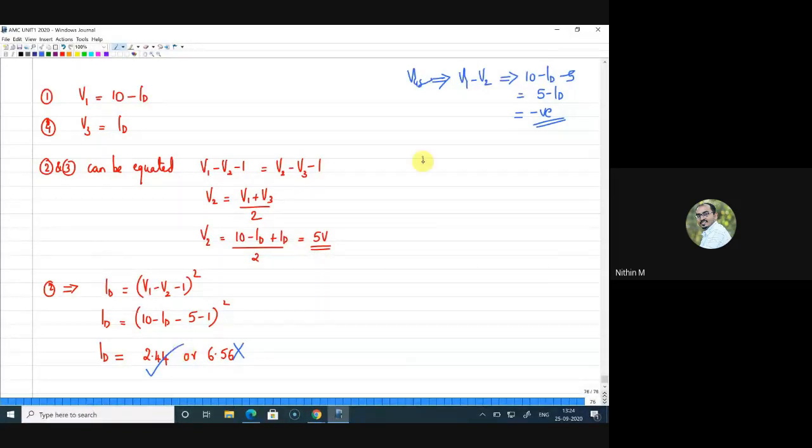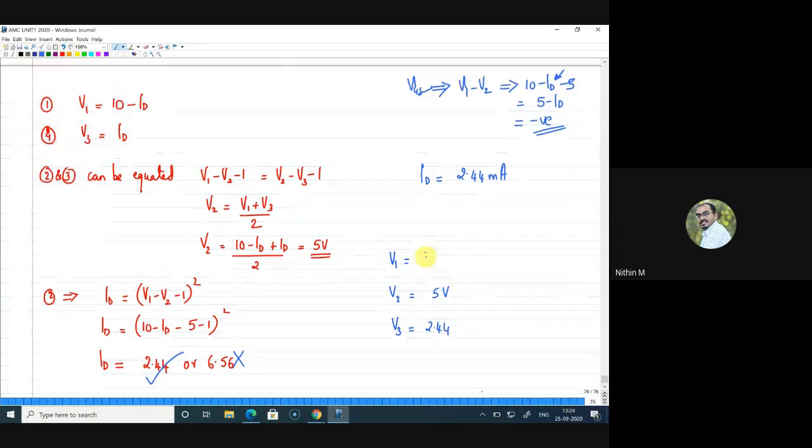So now when I write ID, it should be in milliamps. 2.44 milliamps is the ID. Don't get confused why I did not substitute milli here, because I already cancelled that with the kilo in 10 minus ID. Right. So your ID value is 2.44. If ID is 2.44, you can evaluate V1, V2. V2 is already there. V3 is 2.44 itself because it is ID, V2 is 5 volt, and V1 can be obtained as 10 minus ID, which is equal to 7.56.